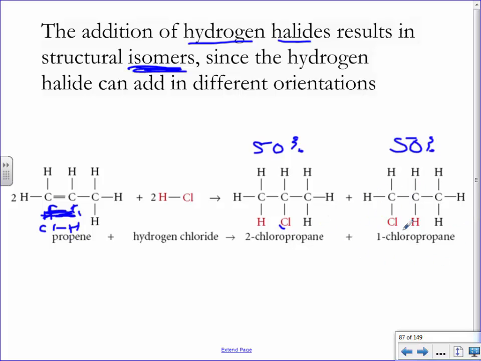This guy right here, I bet you is slightly more polar than this one right here, just due to the location of the chlorine. This chlorine is off on the end cap one. This one's kind of buried in the middle. Right? And so this one just might have a slightly higher boiling point. That's how you'd separate them.